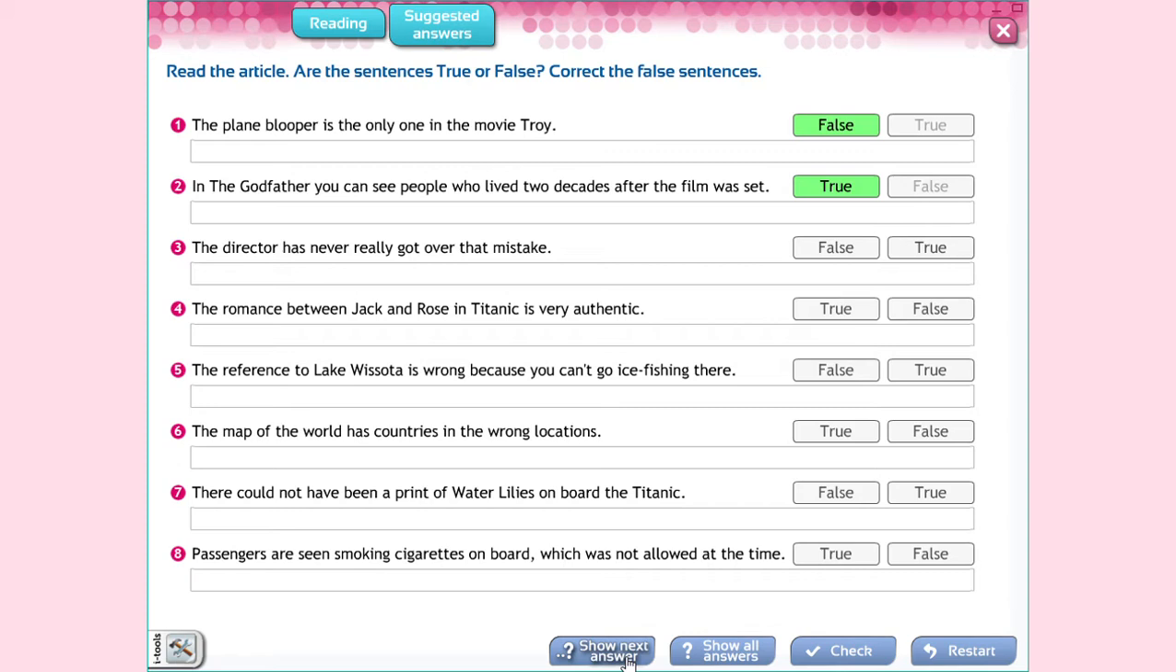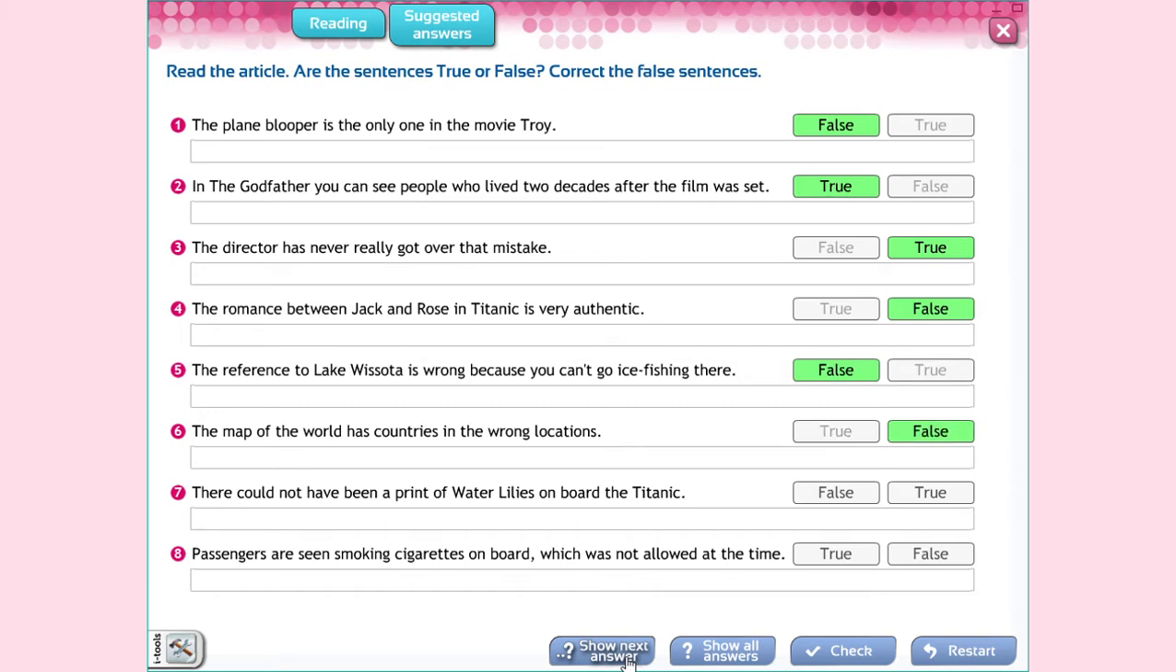Number 3. The director has never really got over that mistake, which is true. What about number 4? The romance between Jack and Rose in Titanic is very authentic. This is really false. Number 5. That reference to Lake Wissota is wrong because you can go ice fishing there. This is false. Number 6. The map of the world has countries in the wrong locations.